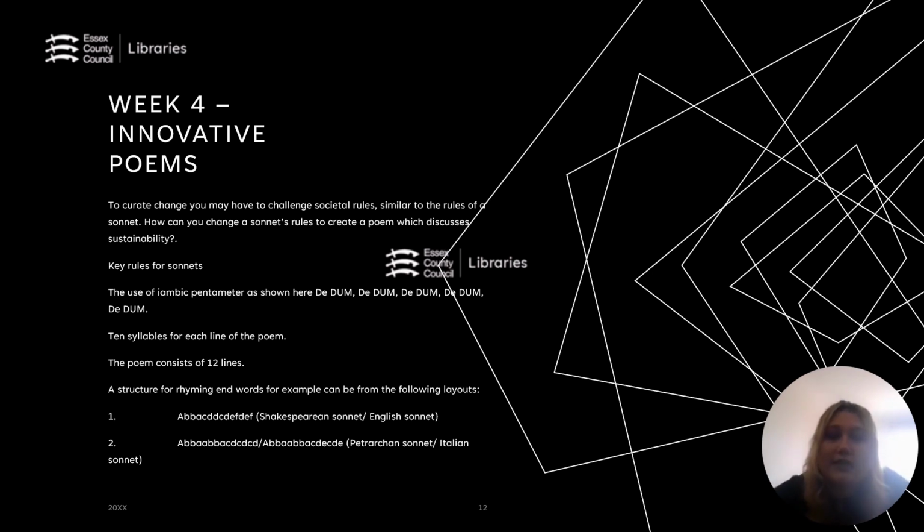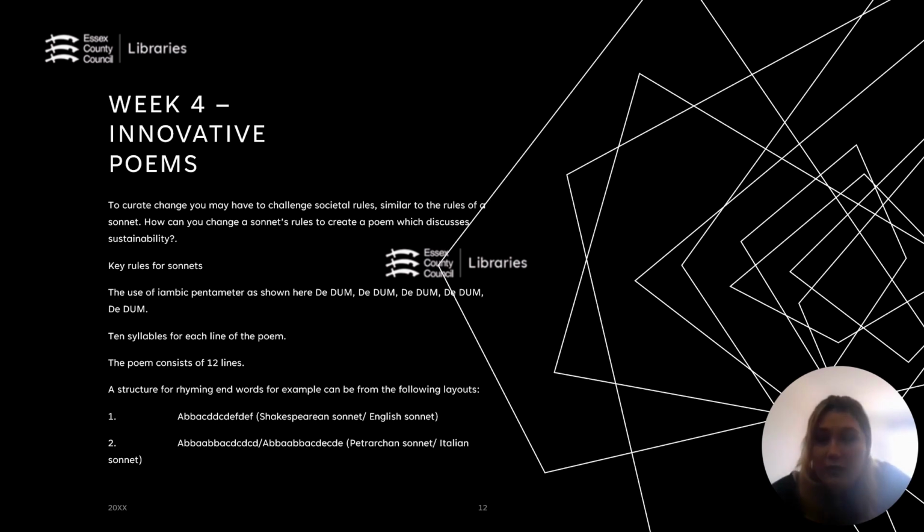We also have 10 syllables for each line of the poem. So if you were to place your hand underneath your chin, you can feel each time that your chin moves up and down, and this will make you understand where the syllables are in your words.